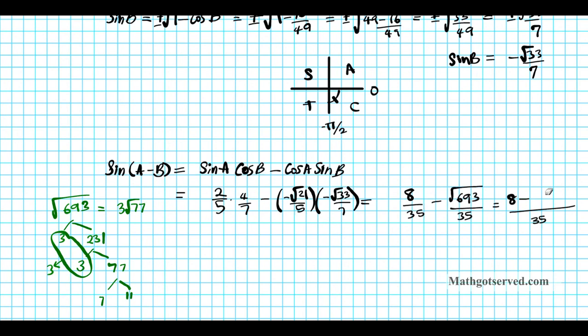Okay, so we can see that our final answer is 8 minus 3 root 77 over 35 as the value of sine A minus B. All right, which is option letter A.